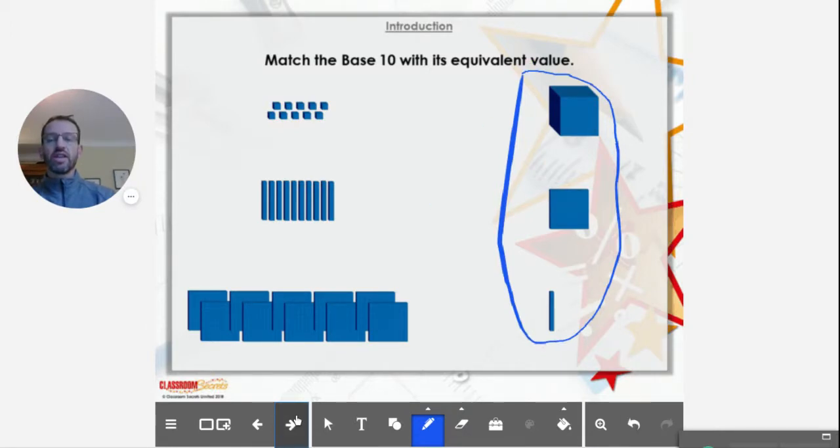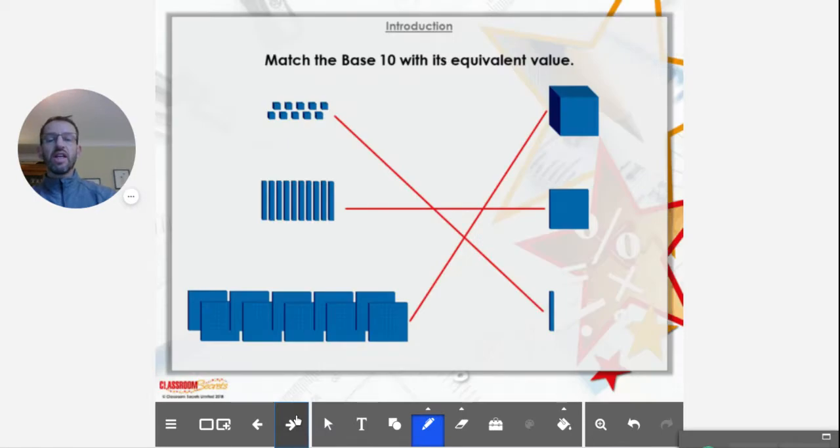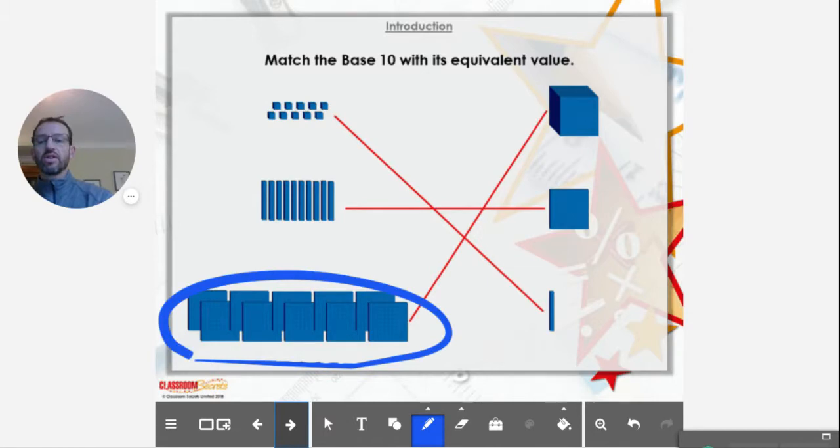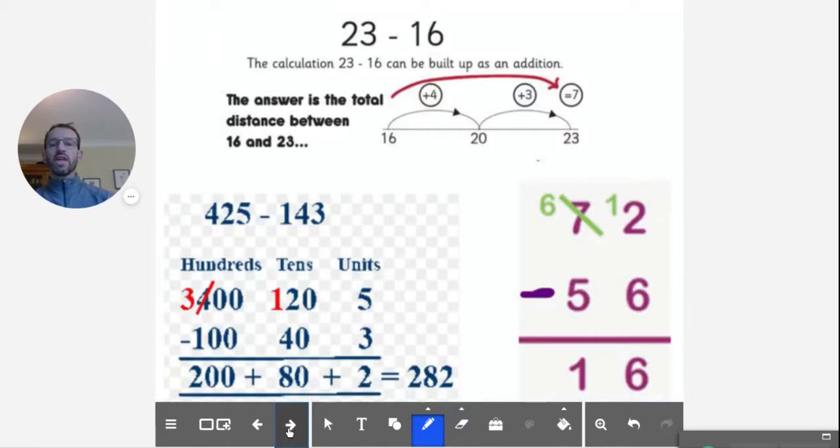And as you can see, each of these hundreds at the bottom of the screen makes 1,000, and this huge cube is 1,000. Then we've got 10 ones make 10, and 10 tens make 100. So thinking about subtraction, there's different ways we do subtraction, all of which we've covered so far this year. So this is just a little recap.